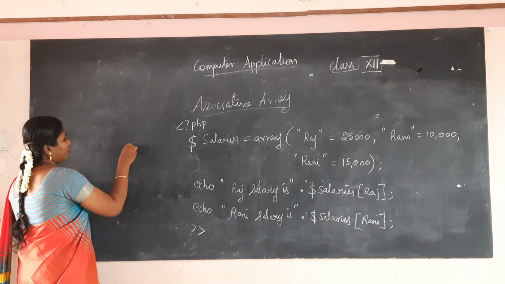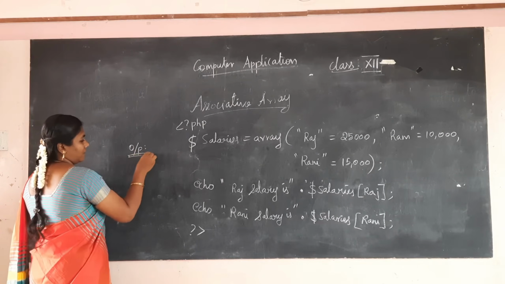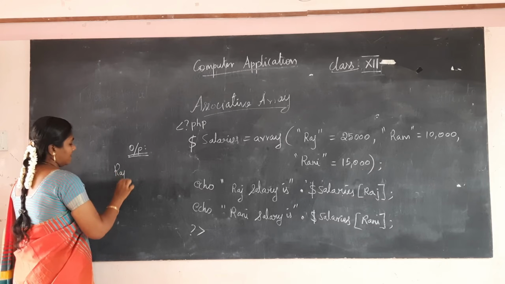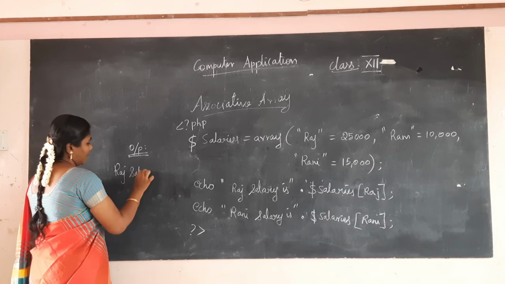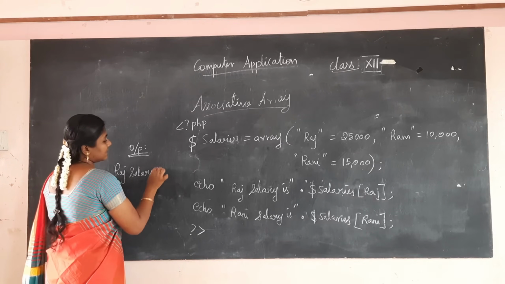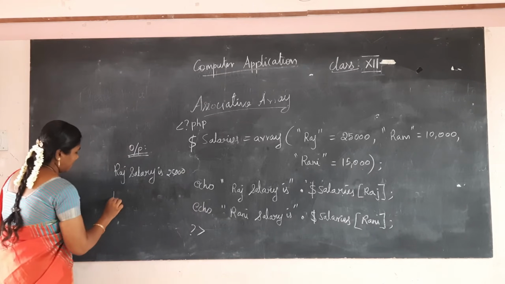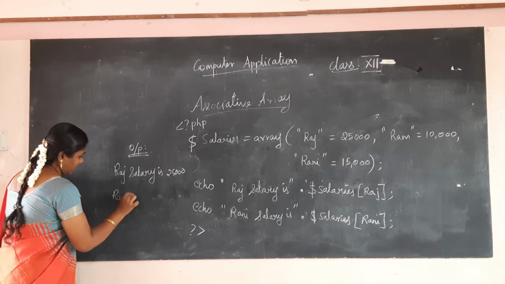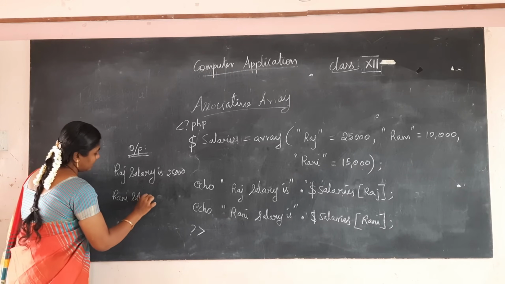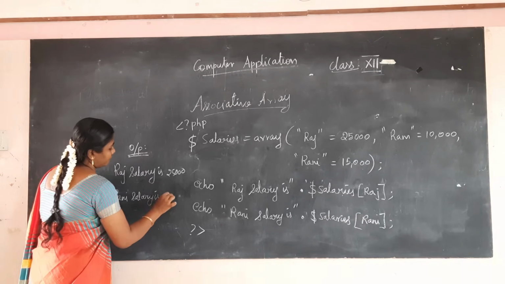So what will be the output for it? Raj salary is 25,000, and the second one, Rani salary is 15,000.